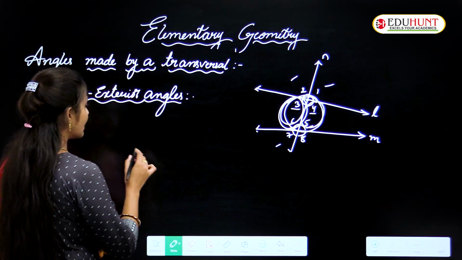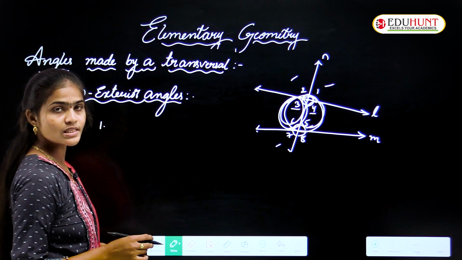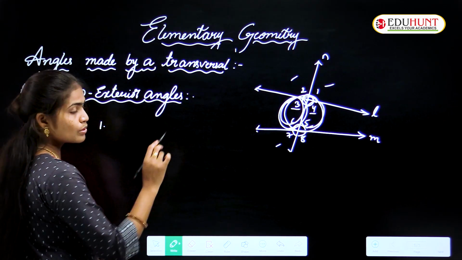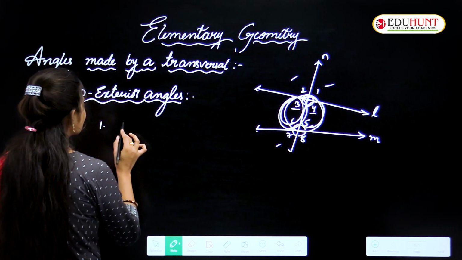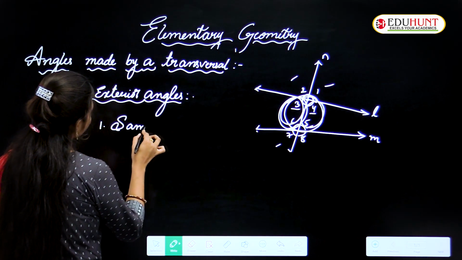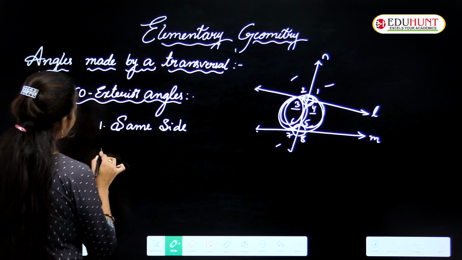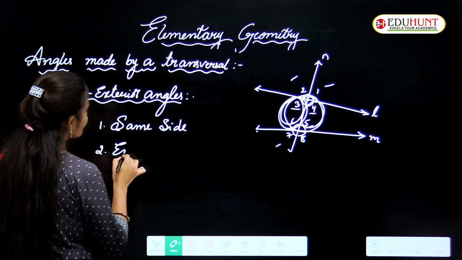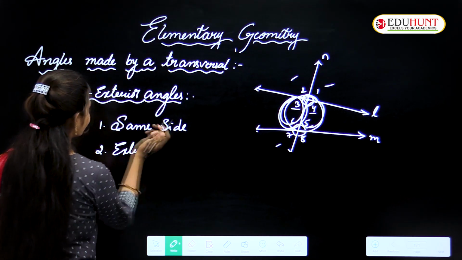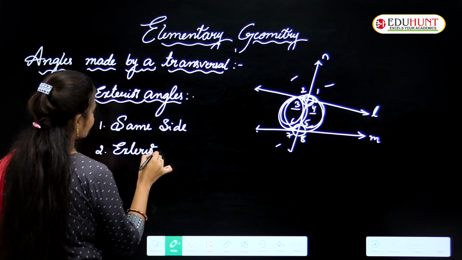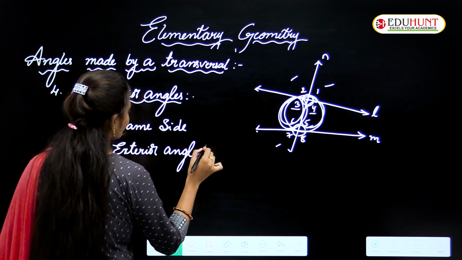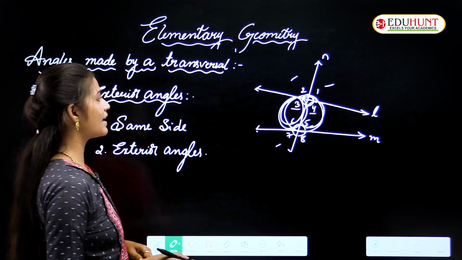Exterior angles. Here also we need to follow two instructions. What is the first one? Those two angles must lie on the same side of a transversal. Next, the second one: both should also be exterior angles.